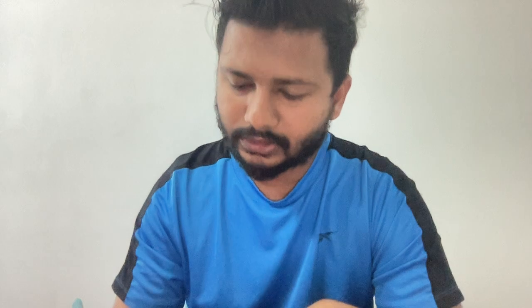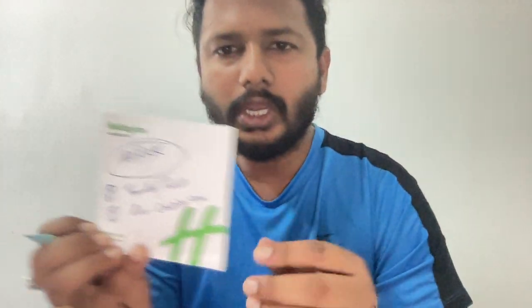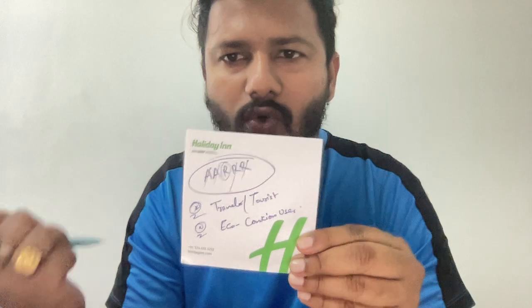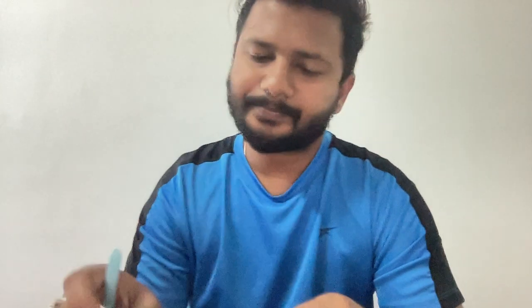So which are the two major segments we should look after? One I see is the traveler, or I would say the tourist, and the other option I could think of is the eco-conscious user. So these are the two user segments which I'm targeting, the traveler or tourist, or the eco-conscious user.